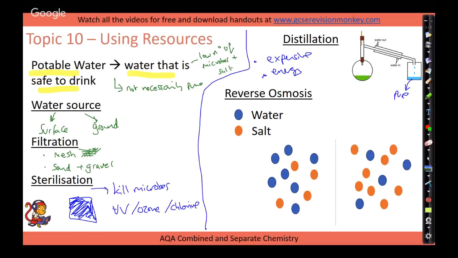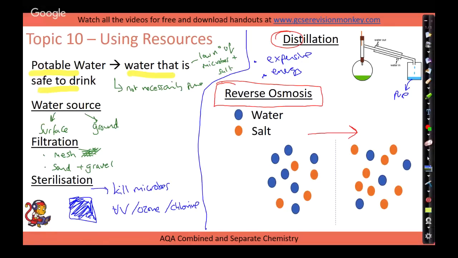Some countries might have to. Imagine if you lived in a really dry country where there's not a lot of surface water, not a lot of groundwater. You may have to use distillation or something called reverse osmosis. This is really new technology. Let's look at this picture. We've got water molecules in blue and salt molecules in orange. Normal osmosis would see the water move in this direction, from the dilute to the concentrated, from where there's more water to where there's less water.